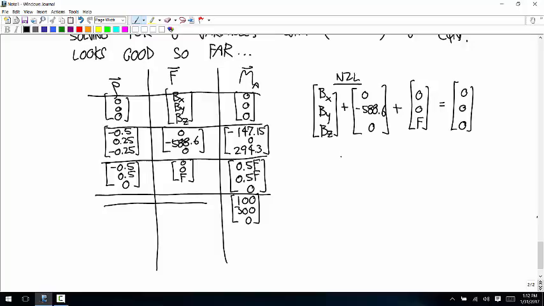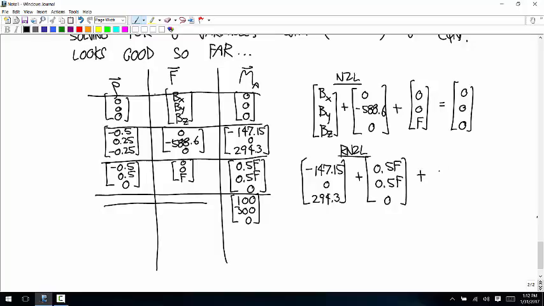And then the moment equation says zeros plus negative 147.15, 0, 294.3 plus 0.5f, 0.5f, 0 plus 100, 300, 0 is equal to zeros.